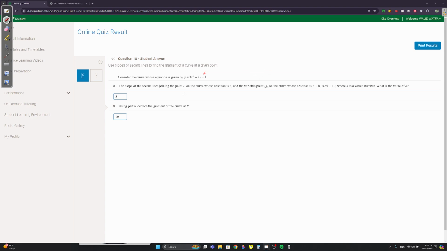So they said there's a slope of a secant. A secant joins two points: point P, whose abscissa is 2, so P is 2 comma something, and the variable point Q, whose abscissa is 2 plus h. So it's 2 plus h, comma, something. They're saying they want the slope, right? So the slope, you know, is y2 minus y1 over x2 minus x1.